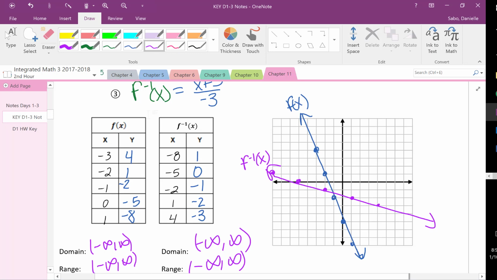I would like you to try 1B because it's the same exact kind of problem, set up the same exact kind of way. I'll give you a couple minutes to work through that with your group.